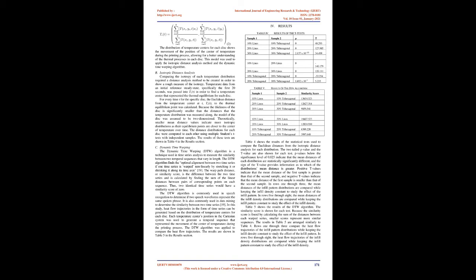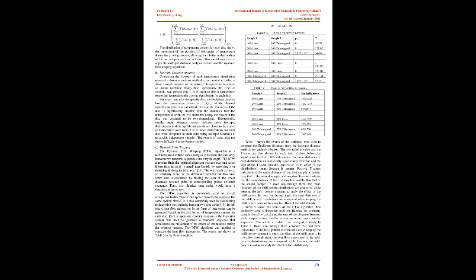Table 4 shows the results of the statistical tests used to compare the Euclidean distances from the isotropic distance analysis for each distribution. The two-tailed p-value and the t-value are also shown for each test. P-values below the significance level of 0.025 indicate that the mean distances of each distribution are statistically significantly different, and the sign of the t-value provides information as to which of the distributions' mean distance is greater. Positive t-values indicate that the mean distance of the first sample is greater than that of the second sample, and negative t-values indicate that the mean distance of the first sample is smaller than that of the second sample.